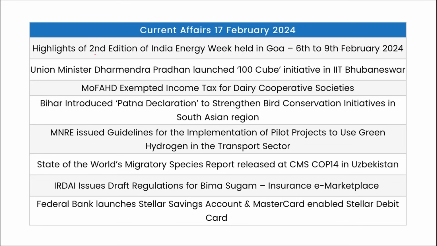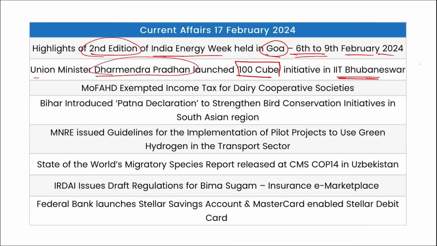Now let's go for a quick one-liner revision. We saw the second edition of India Energy Week that was held in Goa from 6th to 9th of Feb and saw some of the deals there. Then Dharmendra Pradhan, our Union Education Minister, launched the 100 Cube initiative in IIT Bhubaneswar in order to set up 100 startups with a valuation of 100 crores by the 100th Foundation Day of Odisha.